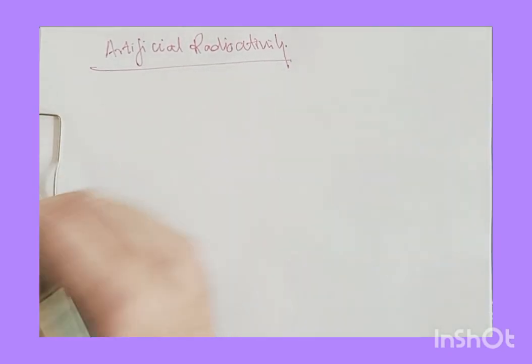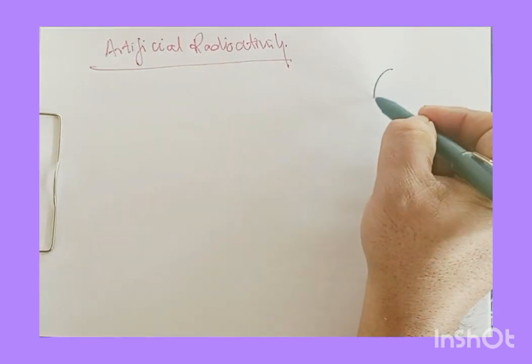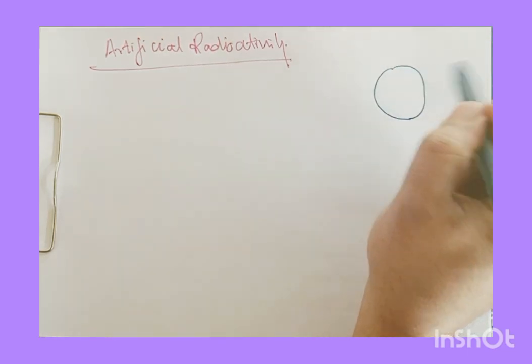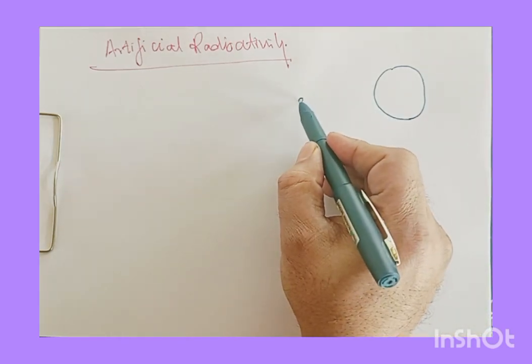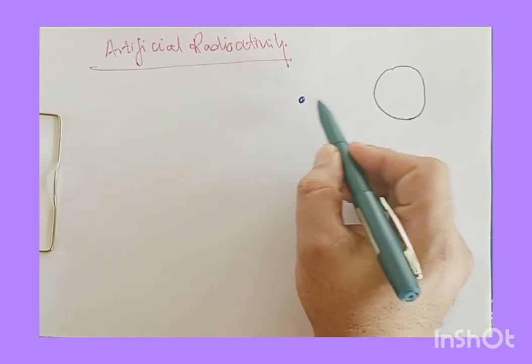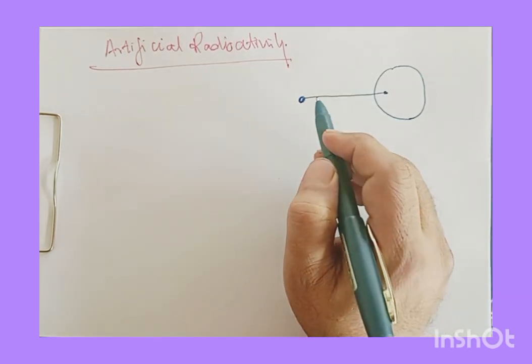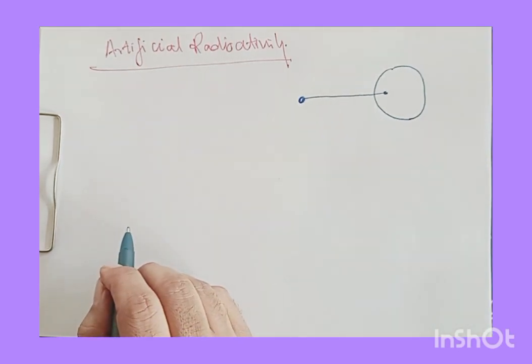Now, in this video, let us have the basic idea of artificial radioactivity. As we understand, if we have a nucleus, we can disturb this nucleus using a probe, and this nucleus can disintegrate. And the very first question that arises is, what is artificial radioactivity?